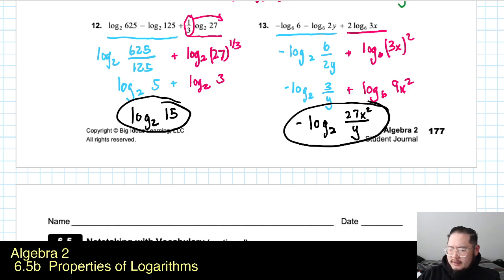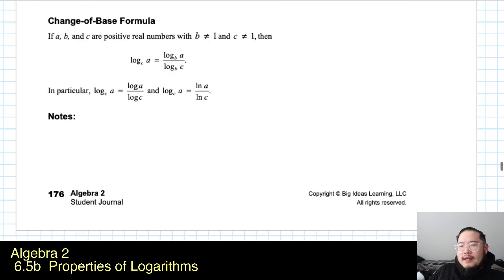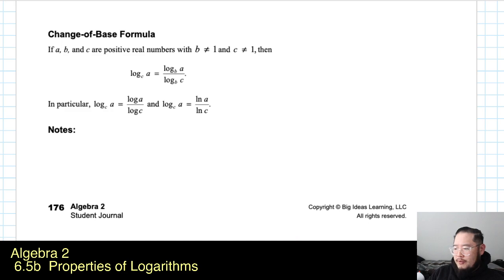All right. We're going to go up and take a look at some part of our notes that we didn't talk about, and that is this change of base formula. And so, what is this change of base formula, and what is it all about?